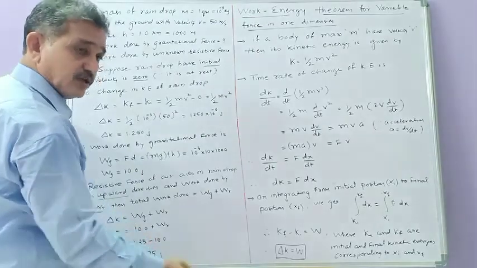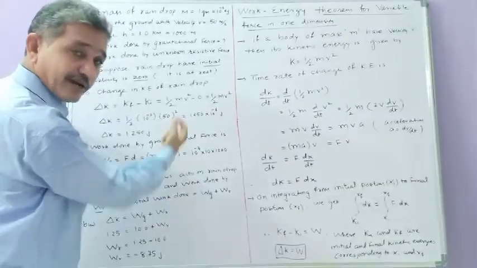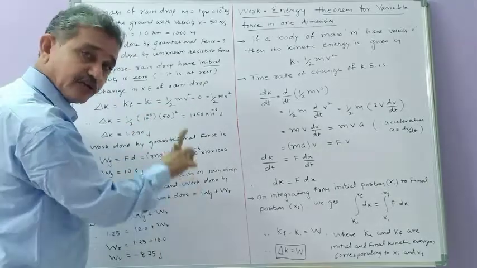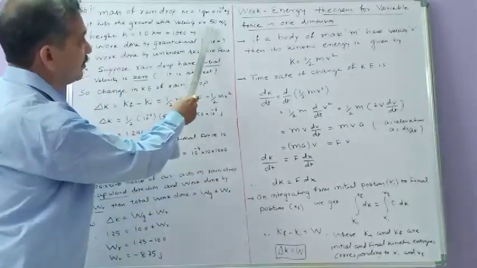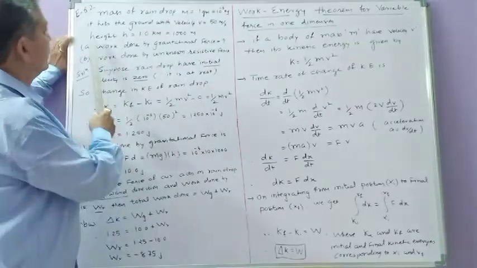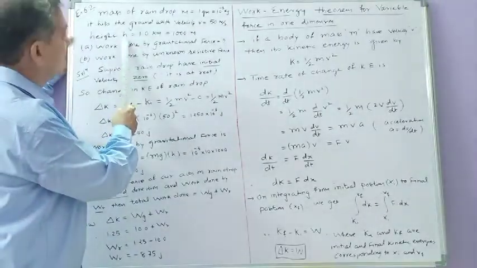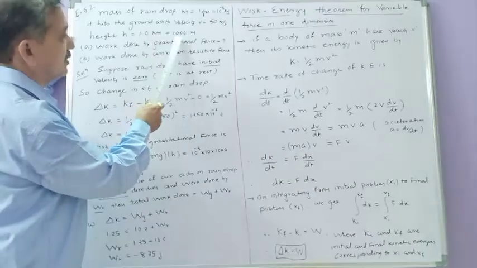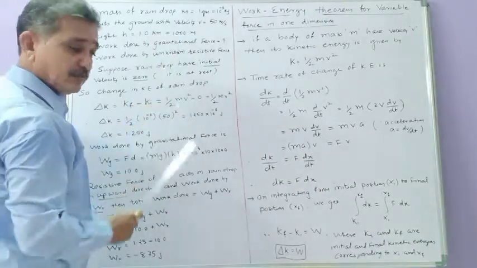What does it mean? When it comes out from the cloud, you can consider its initial velocity is 0. When it touches the ground, its final velocity is 50 meters per second. Now what is the height of that cloud? The height of that cloud is given as 1.0 kilometer, which you can write as 1000 meter.